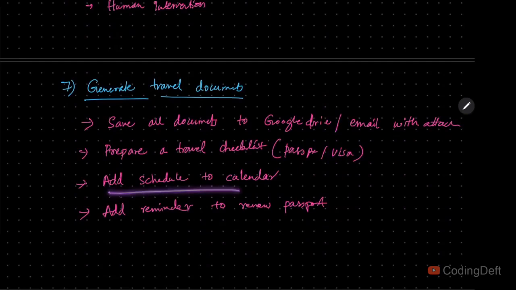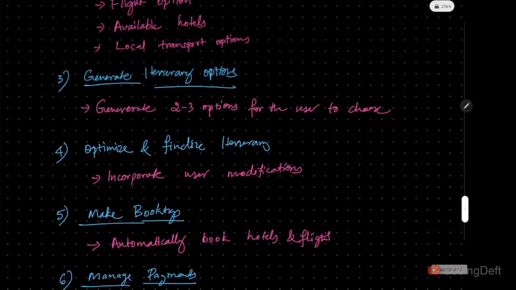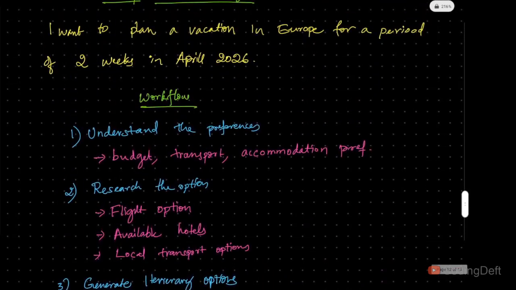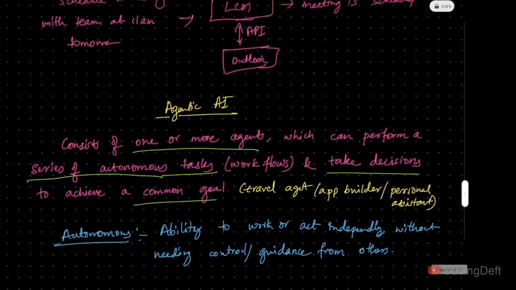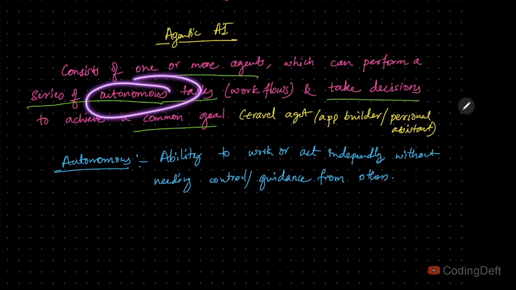So you can see, it's a complex process. It involves multiple agents and multiple tool usage. That is why it is called agentic AI. Hope the definition is clear now. It consists of one or more agents. In our steps, there are different agents: one to create the plan, one to book the hotel or flights, another agent to make the payments, and finally another agent to add the schedule to the calendar. So it can perform a series of autonomous tasks.